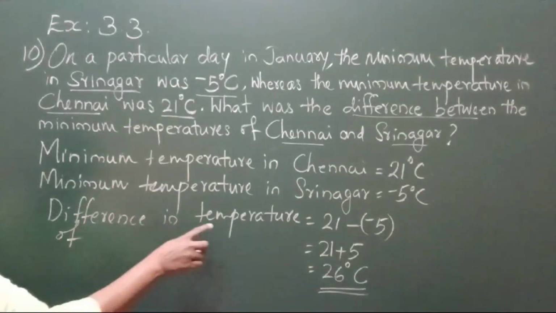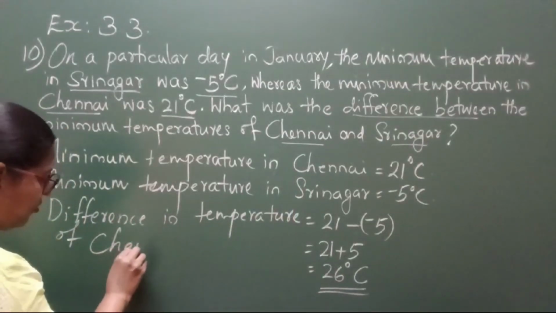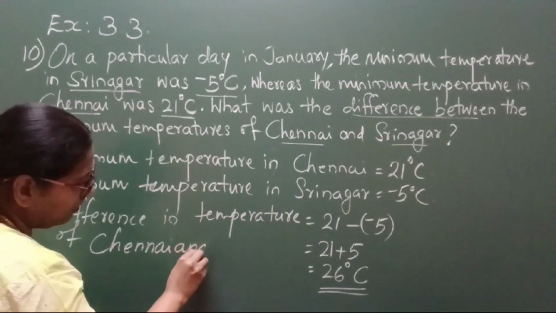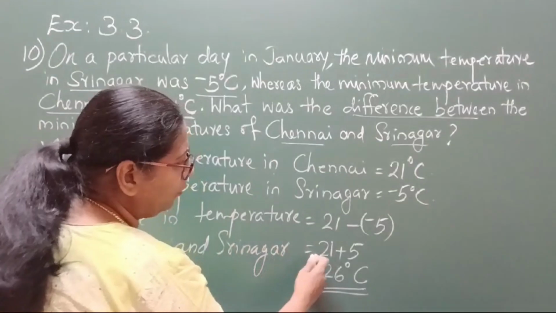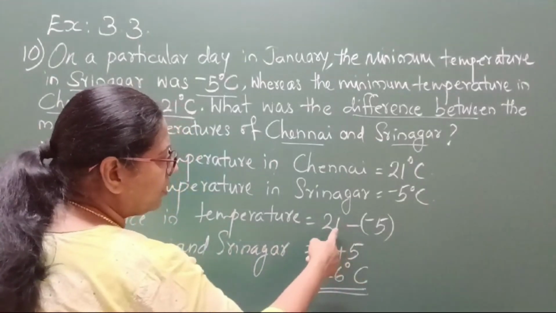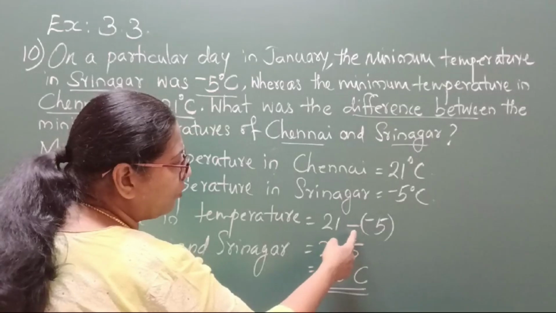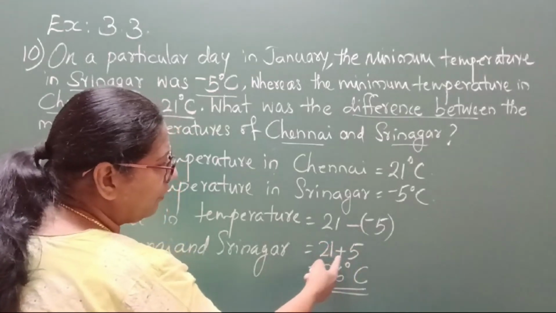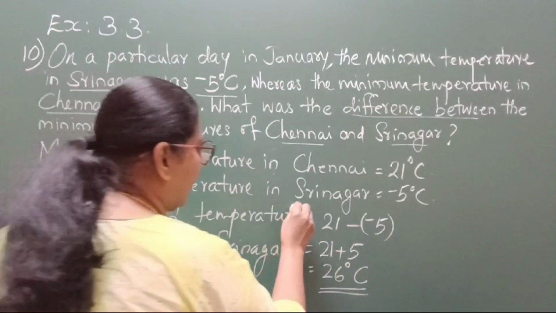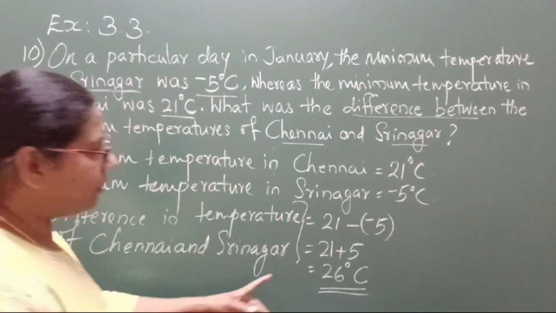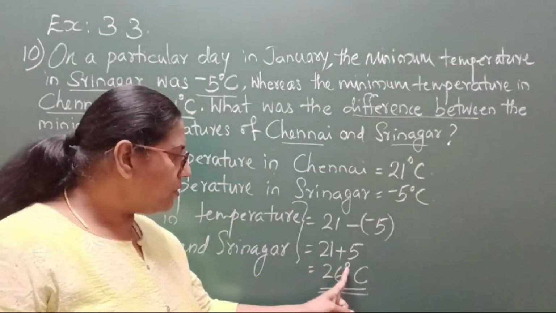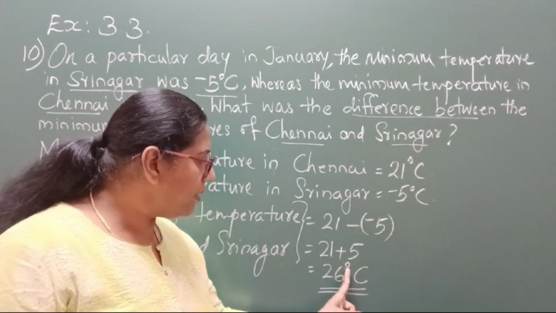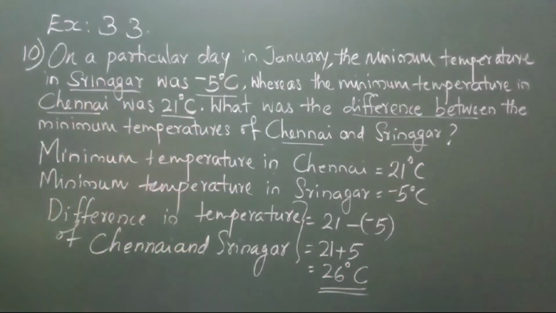So the difference in temperature of Chennai and Srinagar is equal to 21 plus 5. Since this is a negative integer, we have to subtract, so we have to use the additive inverse. 21 plus 5 is equal to 26. Since it is temperature, we have to give the symbol, that is 26 degrees Celsius. So our final answer is 26 degrees Celsius.